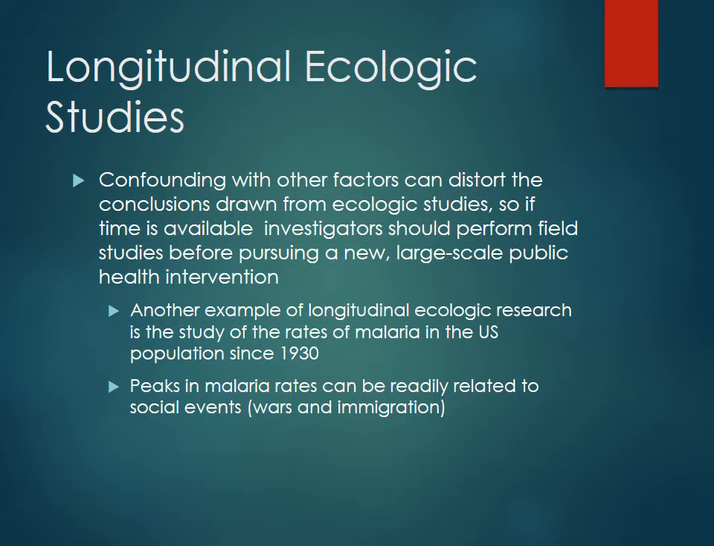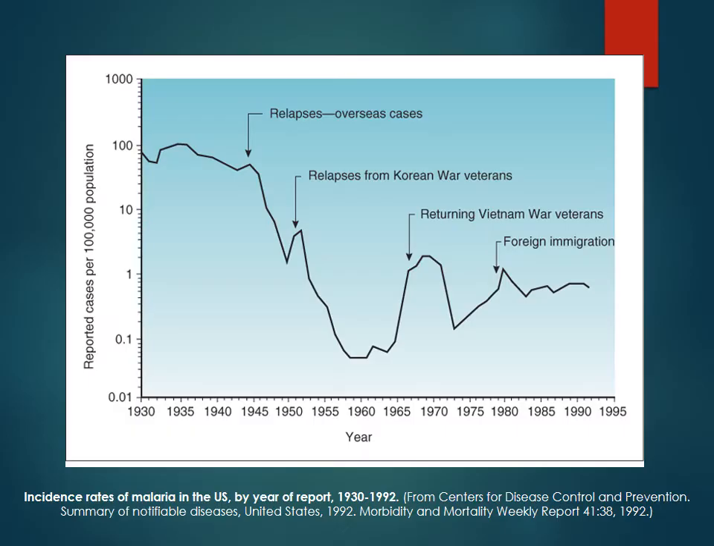Another example of longitudinal ecologic research was a study looking at malaria in the U.S. population since 1930. You can see the impact that different points in history have on the rates of malaria, based on things like wars and immigration that can lead to certain spikes. Here, looking at 1930 to 1995, you can see that people would relapse from overseas cases, maybe traveling to the U.S., and you see a pretty general decline.